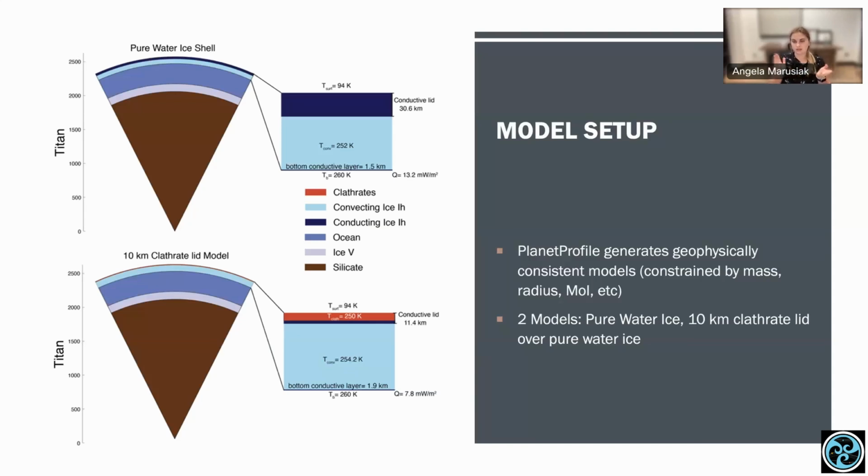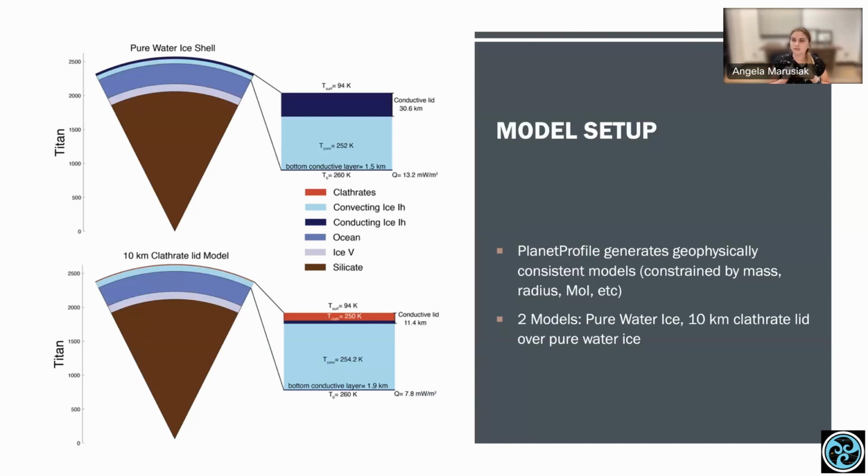And what we decided to do is play around with the surface ice composition. So we set up two end models. One is a pure water ice shell scenario, so it's 100 kilometers thick, and it's pure water in that ice shell. The other one is also 100 kilometers thick, but the upper 10 kilometers is pure methane clathrate. So you can see some of the differences here.